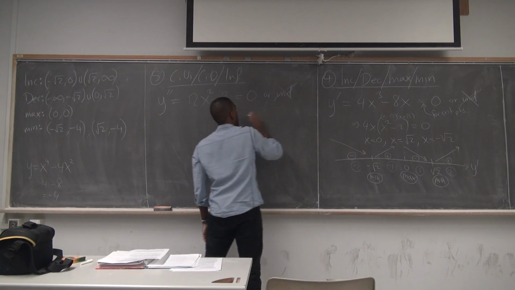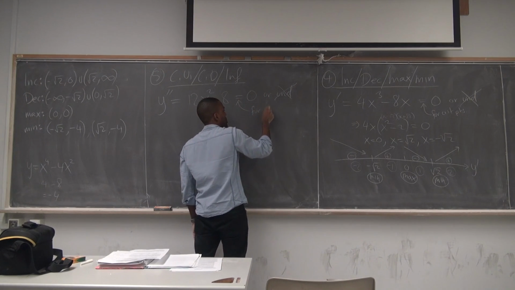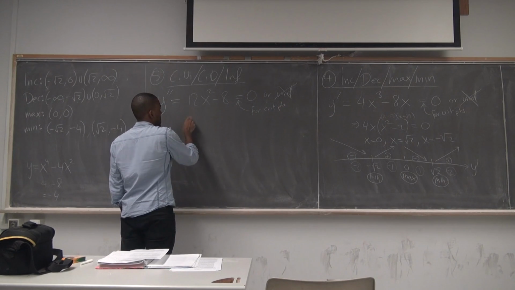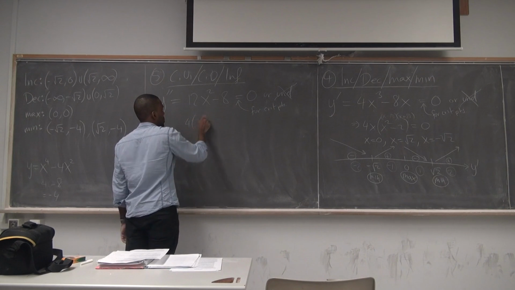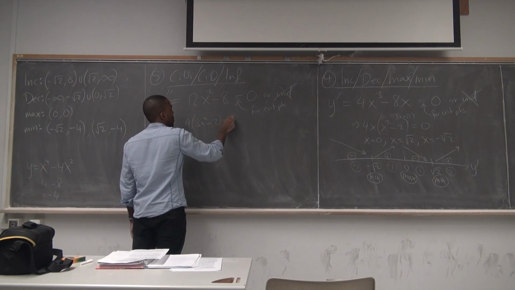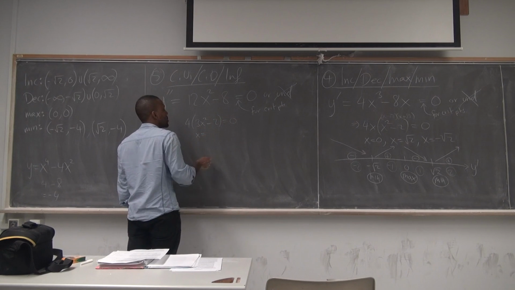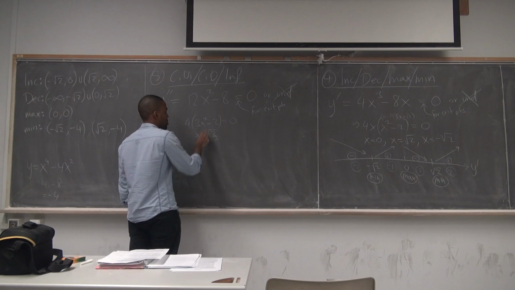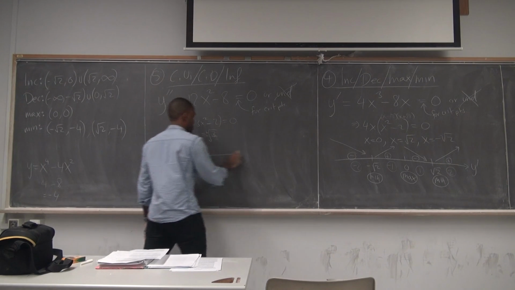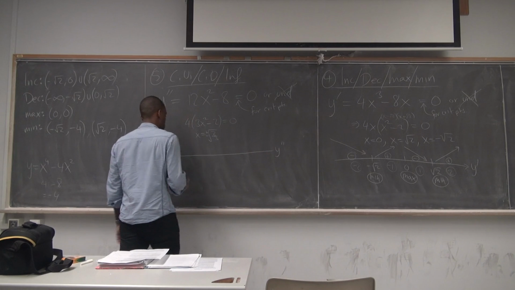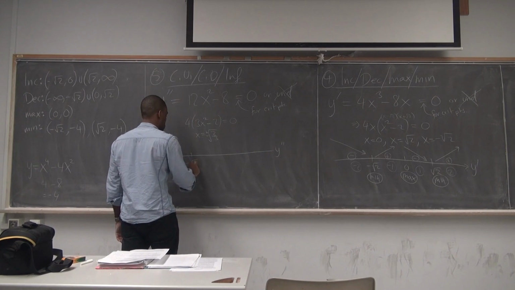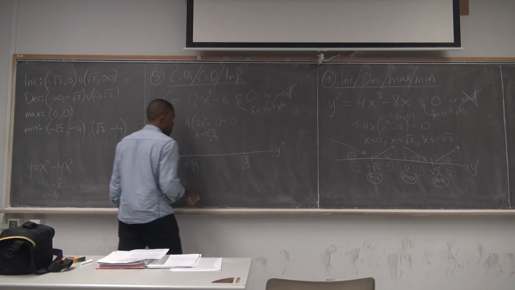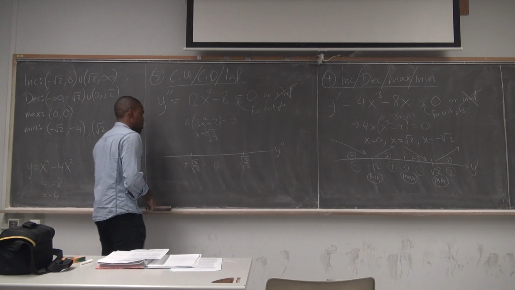I'm going to set that equal to 0 or undefined. It is a polynomial, it's never undefined. So 0 is going to be where I'm going to find the critical points. So I can solve this, I can factor out 4. 3x squared minus 2. So I get my x would be plus or minus radical 2 thirds. Plug that in the second derivative. Minus radical 2 thirds, positive radical 2 thirds. You can plug in 0 in between them.